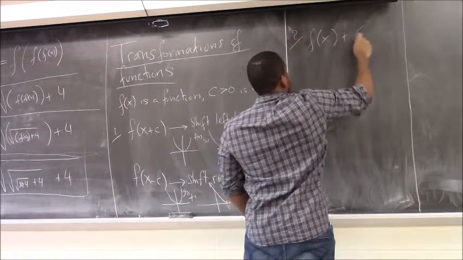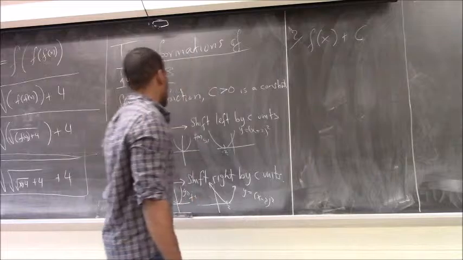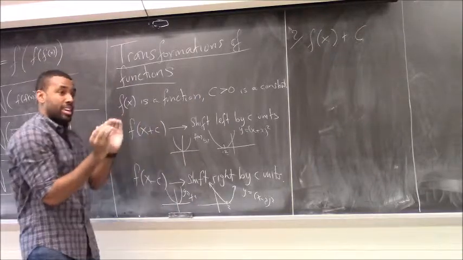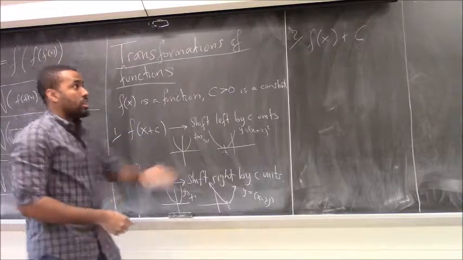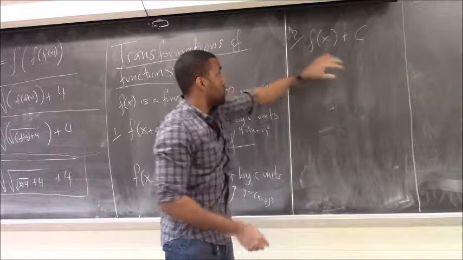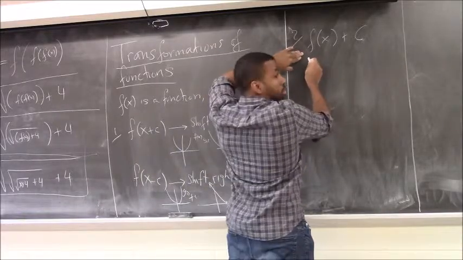What if I add something on the outside? Now remember, there's a difference between this and that. This is a composite function. I'm plugging in x plus c for each x value. This means I take the original definition of the function and then I add the c separately. What happens here? The function shifts upwards.